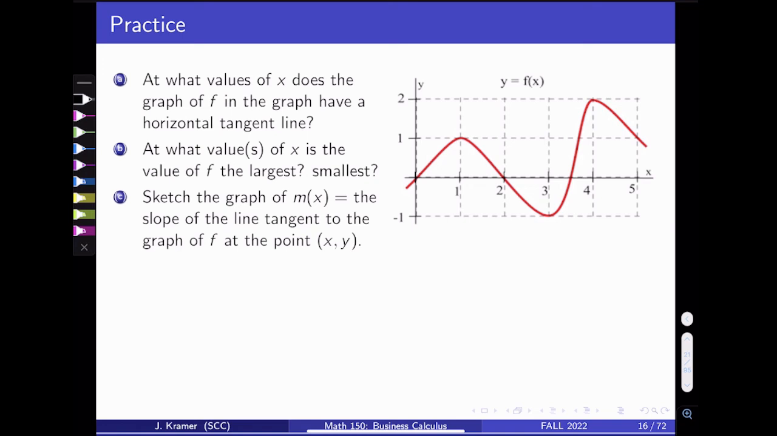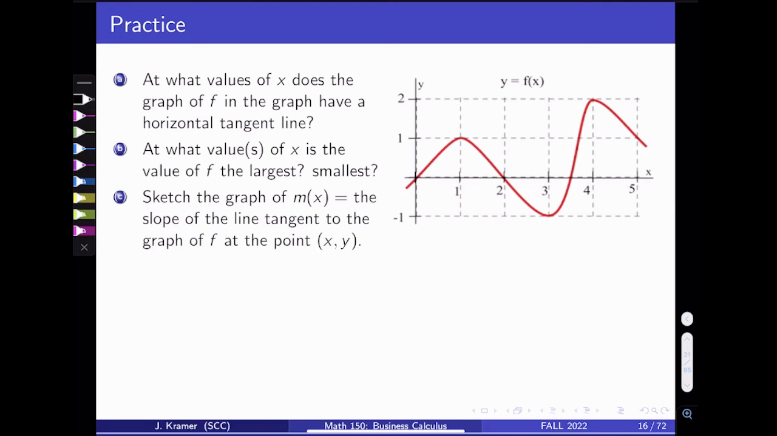Let's take a look at another practice problem. At what values of x does the graph of f have a horizontal tangent line? So a horizontal line would be going from left to right, it's flat. Horizontal lines have a slope of 0. So we're trying to think about where a horizontal or flat line touches this curve with a slope of 0.